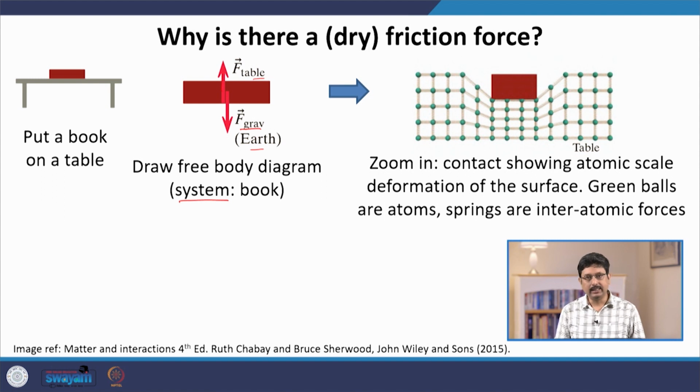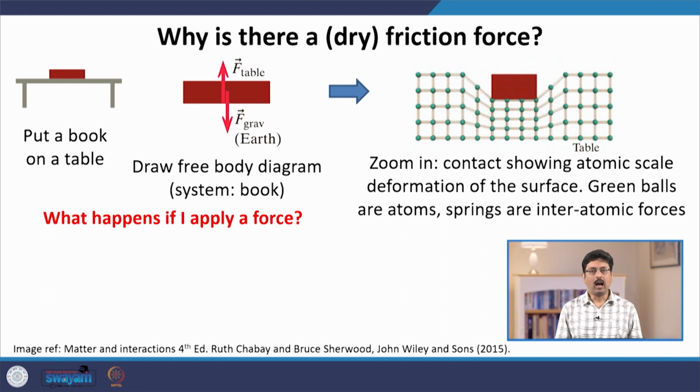What we will see here, which is important, is that because of this book, there is a deformation in the surface of the table. There will be a deformation at the atomic scale of the surface, and the table is trying to remove this deformation, and hence it is producing a force on the book to push it away from the table.